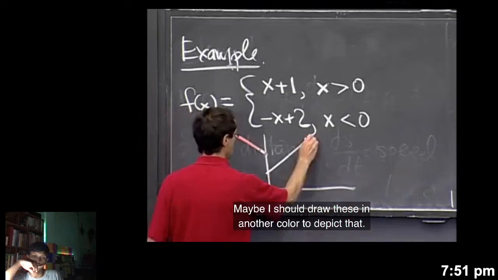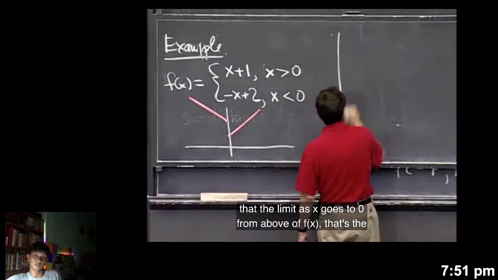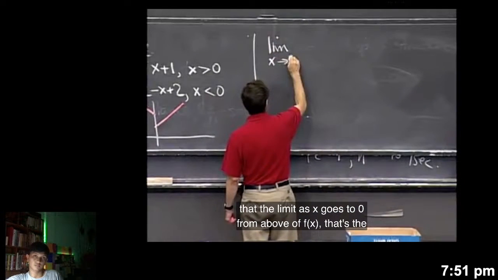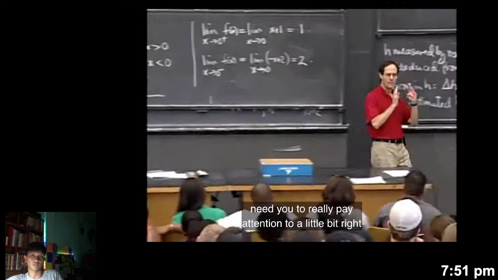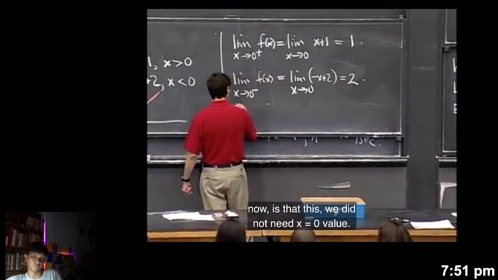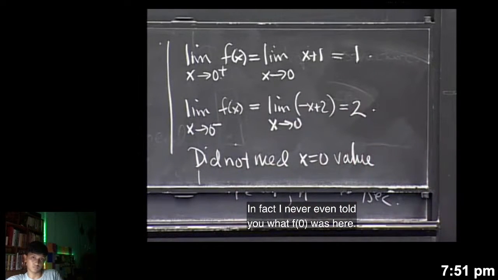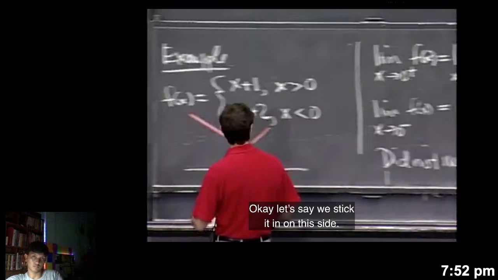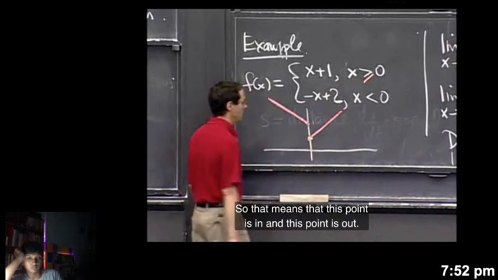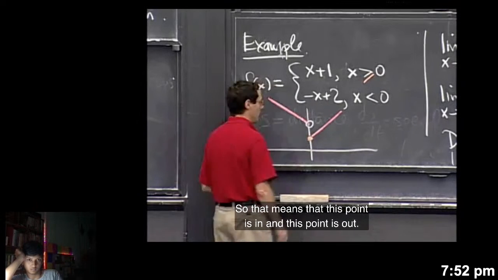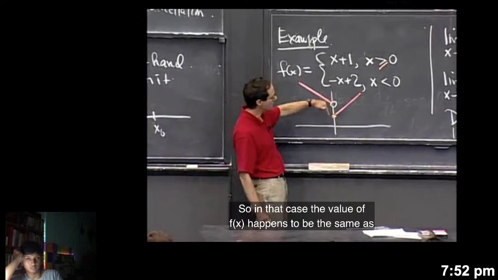And then if I calculate these two limits here, what I see is that the limit as x goes to 0 from above of f of x, that's this again. And this is one little tiny subtlety, and it's almost the only thing that I need to really pay attention to right now: we did not need the x equals 0 value. In fact, I never even told you what f of 0 was here. If we stick it in, let's say we stick it in on this side. So that means that this point is in, and this point is out. That's a typical notation, this little open circle and this closed dot for when you included the point. So in that case, the value of f of x happens to be the same as its right-hand limit, namely the value is 1 here, and not 2.